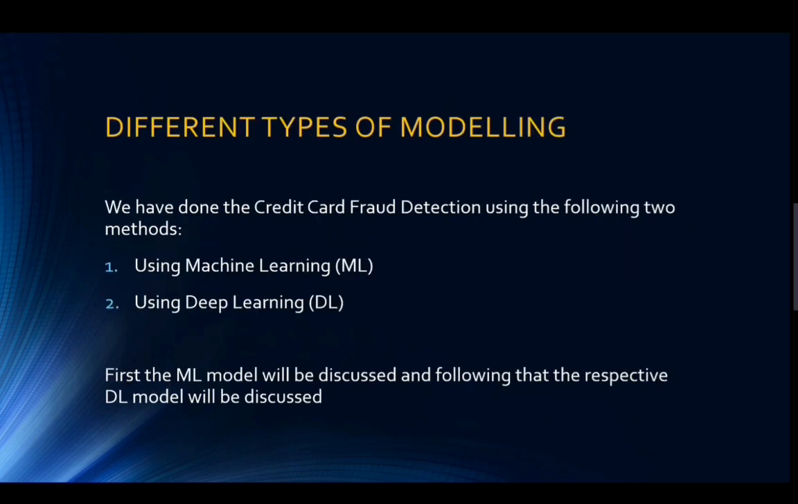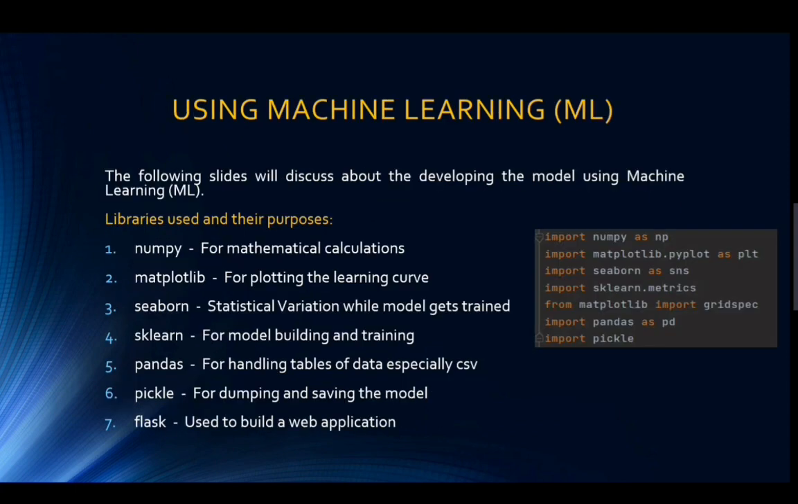So we have done two different models, one using machine learning and one using deep learning. Machine learning allows applications to become more accurate by using the previous output data as the input to predict the new output. This shows the libraries used and their purposes, like NumPy, which is used for mathematical calculation, and matplotlib used for plotting the curves.